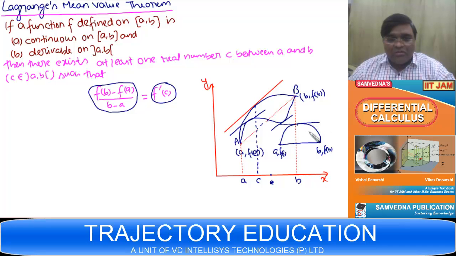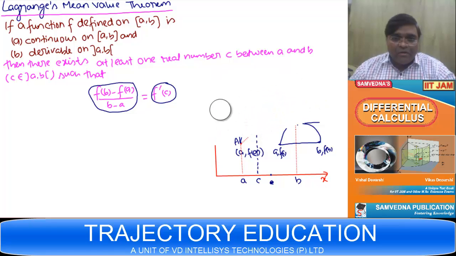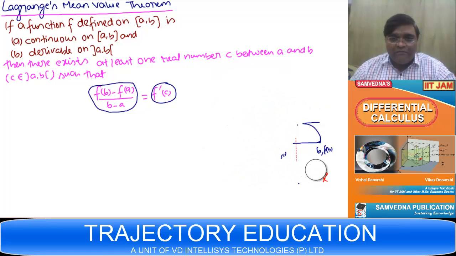So they will lie at least one point such that the slope of the tangent will be 0, or the tangent will be parallel to this chord, or it will be parallel to the x-axis. So if f(a) is equal to f(b), this Lagrange mean value theorem will give way to Rolle's theorem, right? I'll try to do the proof also. Let me prove this Lagrange mean value theorem. This is extremely important for your exam.